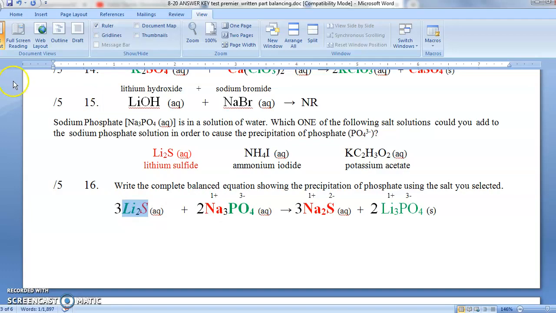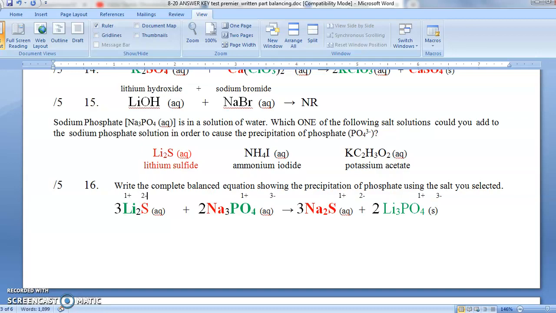Where did they get this particular equation from? Well, we know lithium's in family 1. They are always 1 plus. Sulfide is in oxygen's family, Roman 6, group 16. They have 6 valence electrons. They need 2 more to get 8.